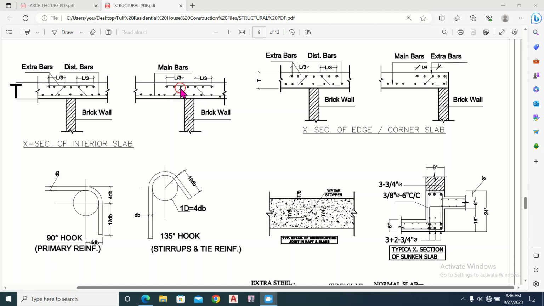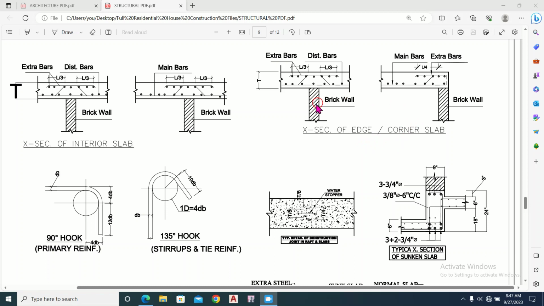And this is a chair. This is chair which supports the top extra bars, and we have to provide the top extra bar at length of L by 3 from the support on this direction, and L by 3 from the support on this left side direction. This L by 3 will be taken from the base of the support. This is the support base, and from here to here this is L by 3, and this is the brick wall which supports the slab.